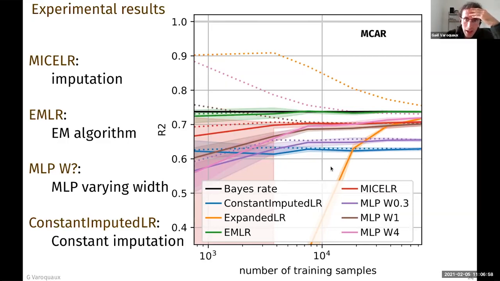And what we're doing here with those lines is that we're varying the width of the MLP, the multi-layer perceptron. As we vary the width of the MLP, we can see that we're exploring different trade-offs. If we have a lot of data, we're better off having a very wide MLP. But if we don't have a lot of data, we're better off not having a very wide MLP.